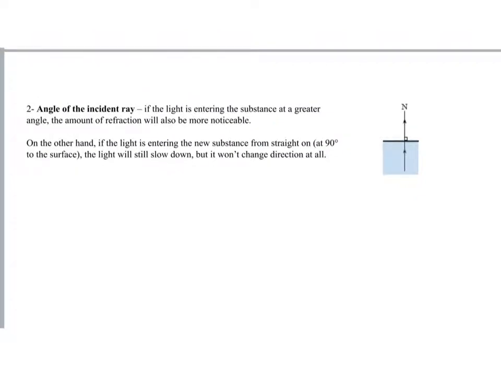The second property, the angle of incident ray. If the light is entering the substance at a greater angle, then the amount of refraction will also be more noticeable. That means that if you increase the angle of incidence, then the angle of refraction will be more. So if you decrease the angle of incidence, then the refraction will be less.